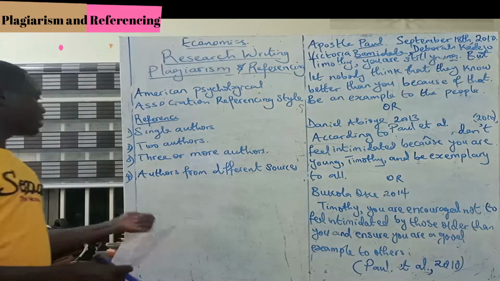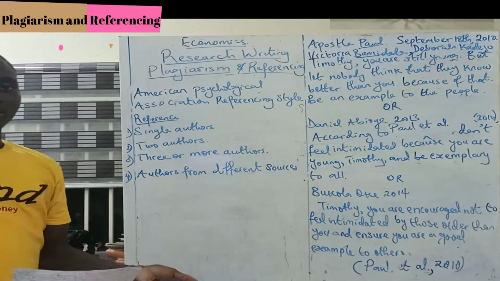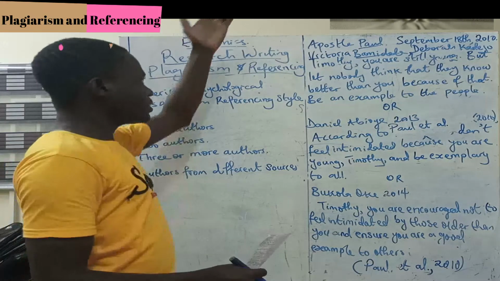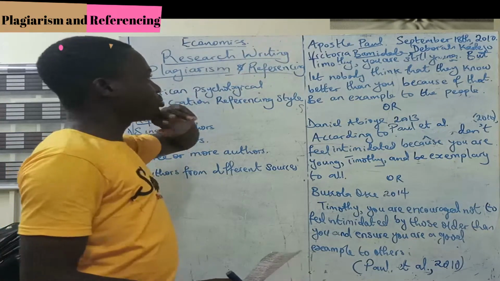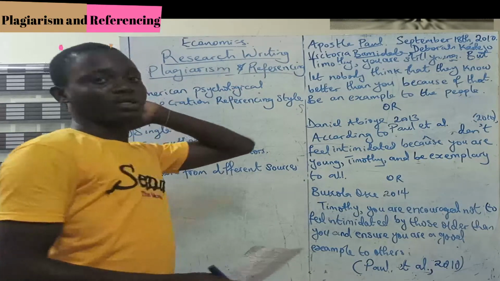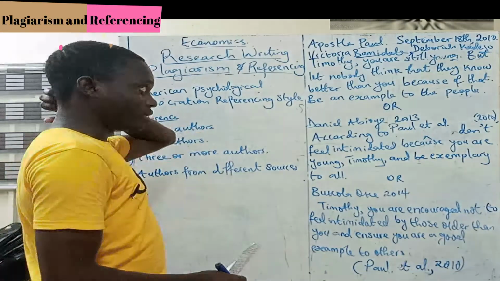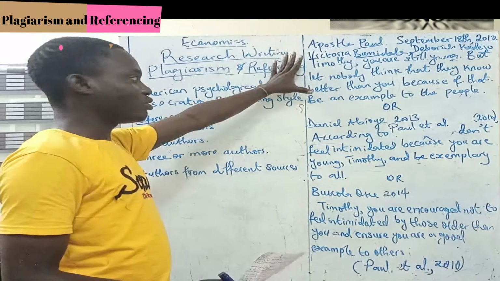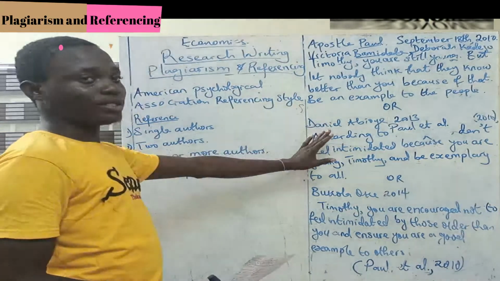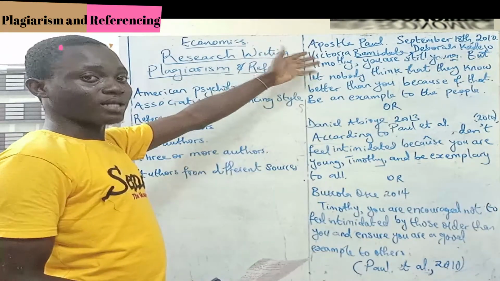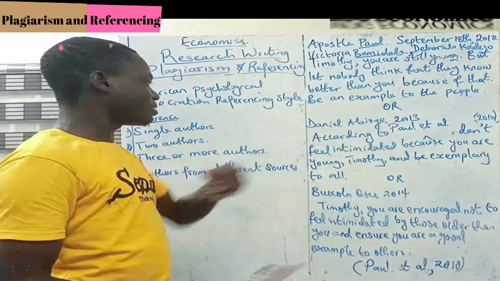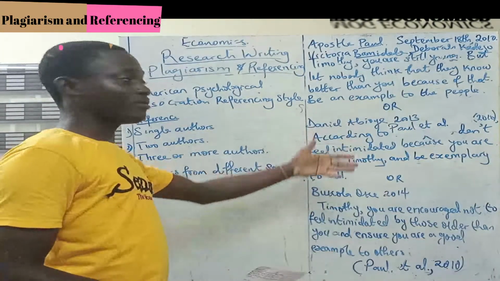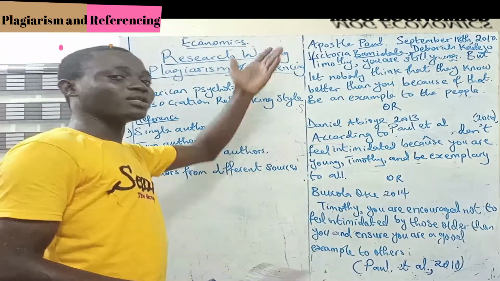Alright, next one is authors from different sources. So you have authors from different sources. Here, this is the original person, Apostle Paul, Victoria Bamidele, and Deborah Kalijo. That was the original where the idea originated from. Then you have Daniel Abioye that wrote something similar to that in his own body of work in 2013. Then there is Bukola Oke in 2014 that wrote something that also made use of that idea, or wrote something similar to that particular idea.